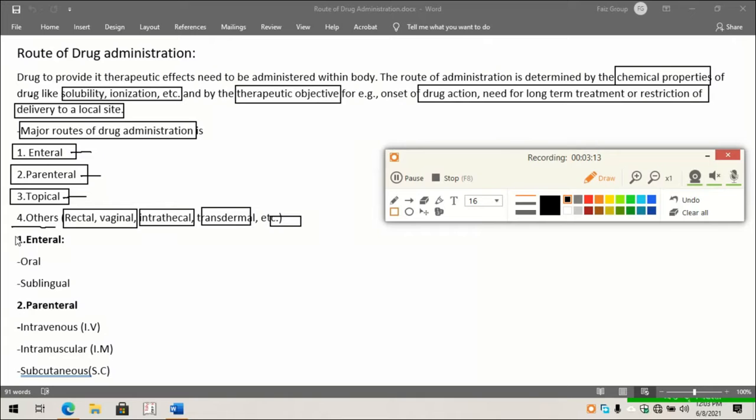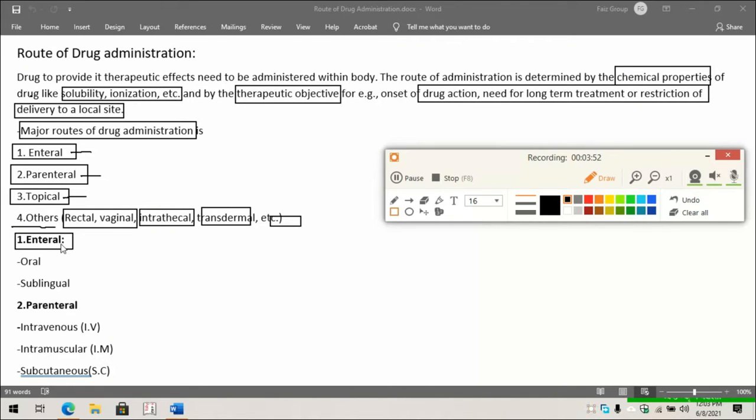the enteral route of drug administration. Enteral administration, that is administering a drug by mouth, is the most common, convenient, and economical method of drug administration. The drug may be swallowed, allowing oral delivery, or it may be placed under the tongue, that is sublingual, or between the gums and cheeks, that is buccal.